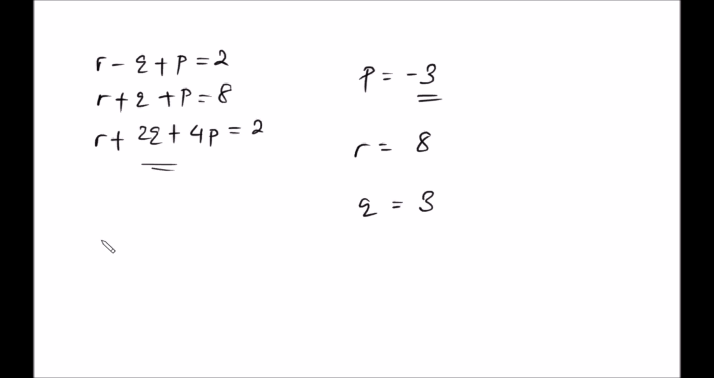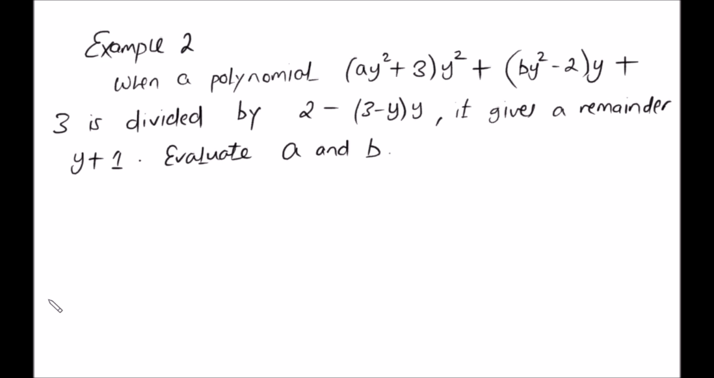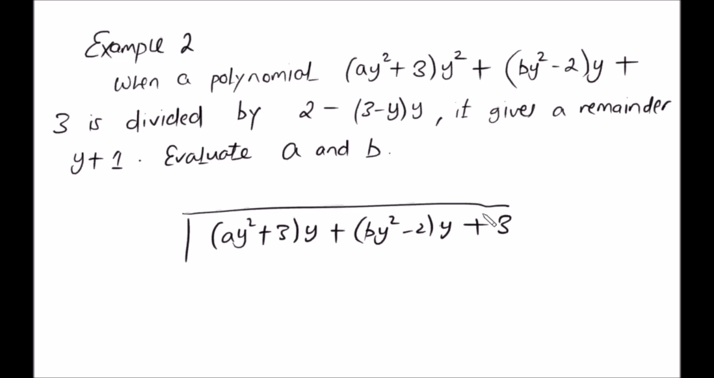Twende sasa example 2. Example 2 anasema when that polynomial, hii polynomial hii hapa niandike kwa chini, inaitwa a y squared plus 3 times y squared plus b y squared minus 2 times y plus 3. Amesema when this is divided by, niseme hiyo ni 2 minus 3 minus y times y, the remainder sasa itakuwa sasa na nini? Itakuwa sasa na y plus 1. So tafuta the value of a and b.